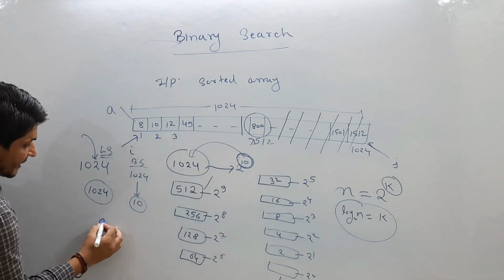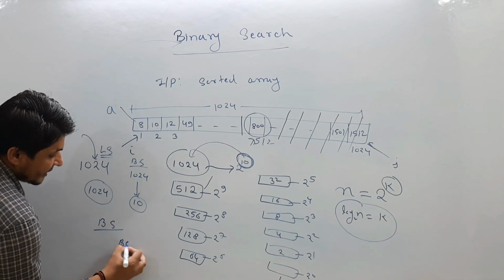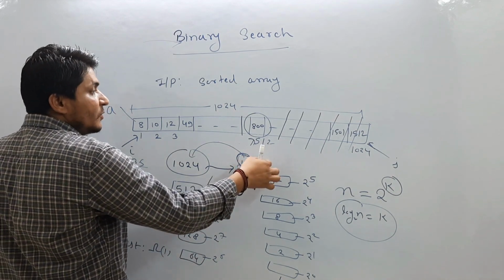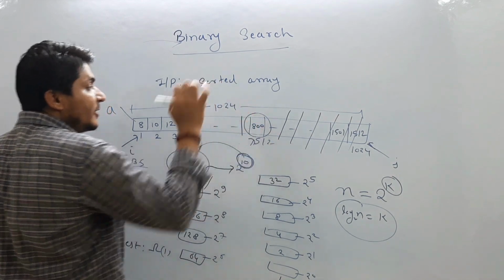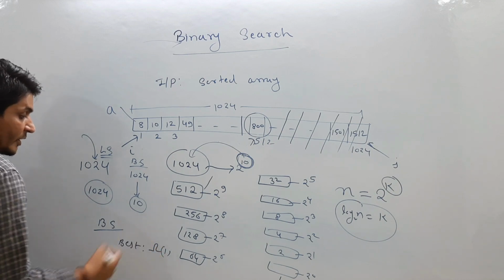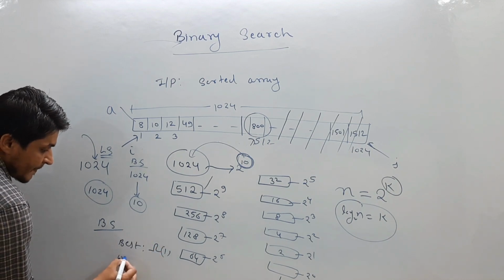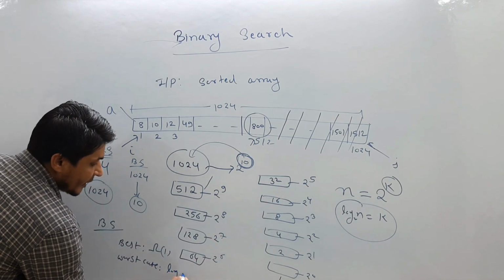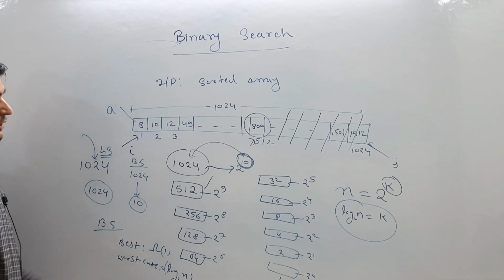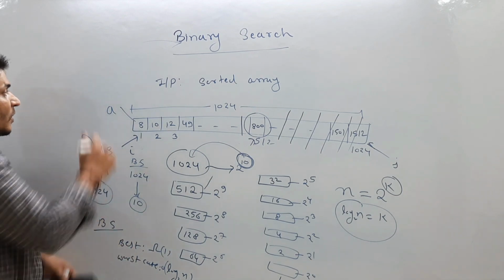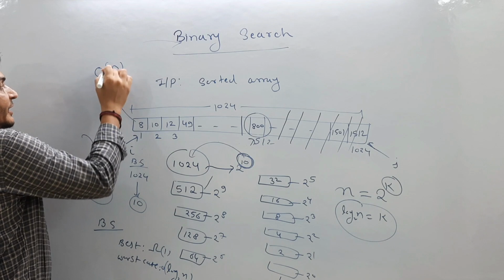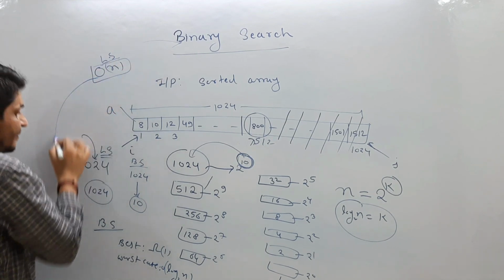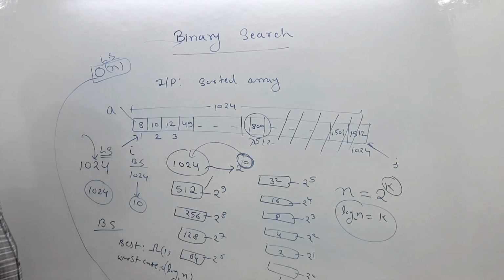So for binary search, best case time complexity is big omega of 1, because if you calculate mid and that value is itself your value, then only one comparison. In the worst case it could be log n. Our primary task was to reduce the time complexity of order n, which is linear search in the worst case, and I have done this. So this is log n.